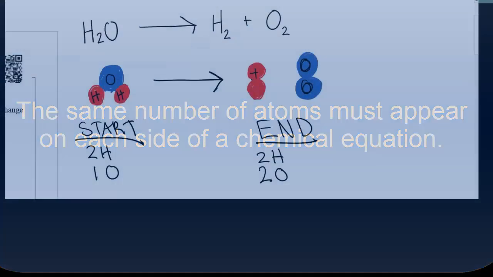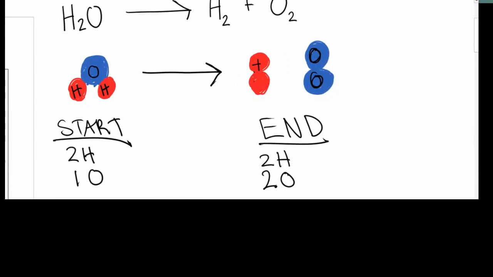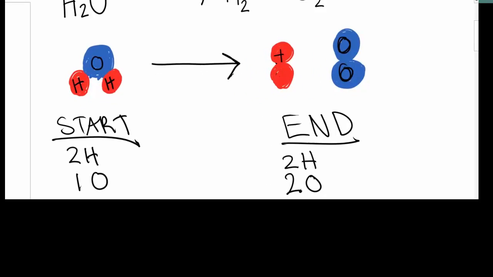Let's go back to the equation I was just talking about. Do we have the same number of atoms at the beginning as we do at the end? The answer is no, we don't. We have more atoms at the end than we do at the beginning. And so that means that this is not exactly what happens in real life. In order for us to have the same number of atoms on both sides, sometimes you have to add molecules to get a balanced equation.